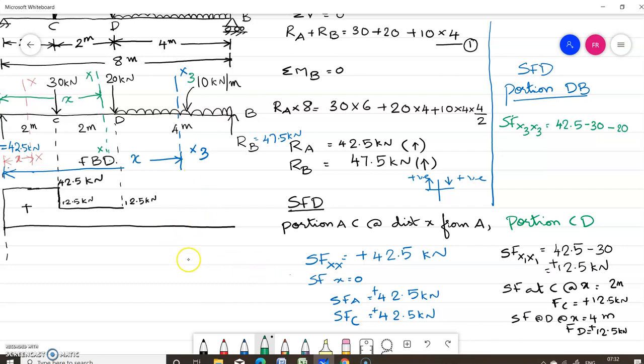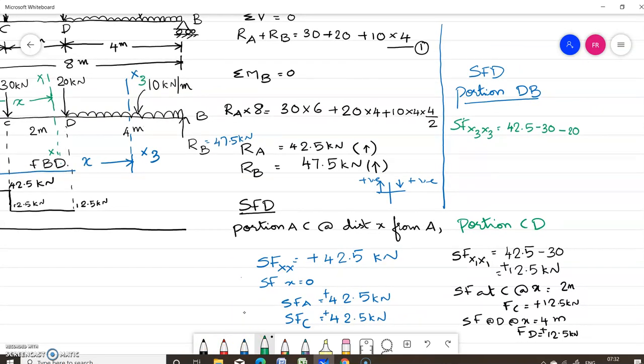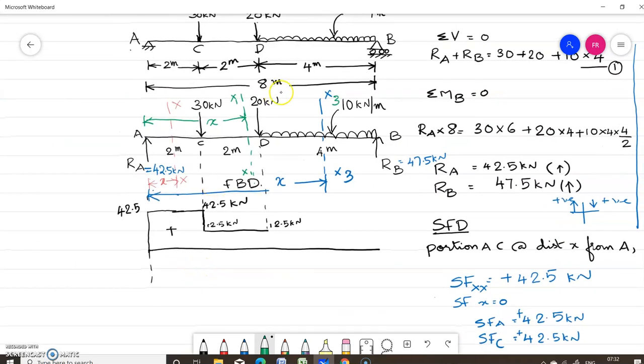minus you have this UDL acting downwards, minus 10 into what is this distance? This is actually x distance, since the section line is at a distance x from the left support. So we can find out the distance of this section line from this point. It is equal to x minus 2 minus 2, so x minus 4. So this much distance is x minus 4, from this point to this point.